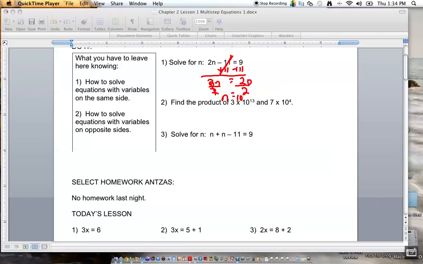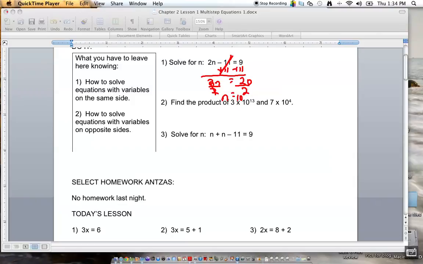Rach, when I do a question like this, what do I need to remember? Who's going to help out Rach? You multiply the coefficients. All right, good. Stop there. That's the first thing you should remember. What is a coefficient again? Everybody turn to your neighbor. Say the coefficient is the number in front. Coefficient is the number in front. Turn to your neighbor. Tell them the coefficient is the number in front.